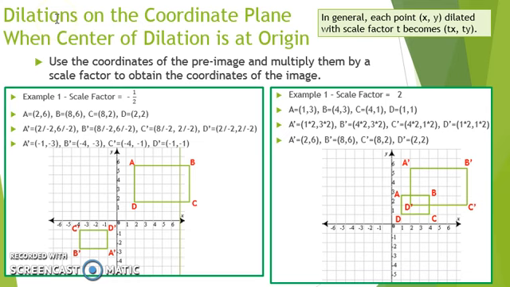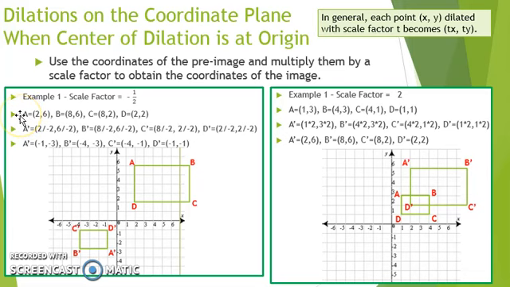We can actually look at dilations on the coordinate plane. When the center of dilation is the origin, the point 0, 0, we can use the coordinates of the preimage, in this example right here on the left, A, B, C, D, and multiply them by the scale factor to obtain the coordinates of the image after the dilation. So on the example on the left here, the scale factor is -1/2. So multiplying by -1/2 is the same as dividing by -2.